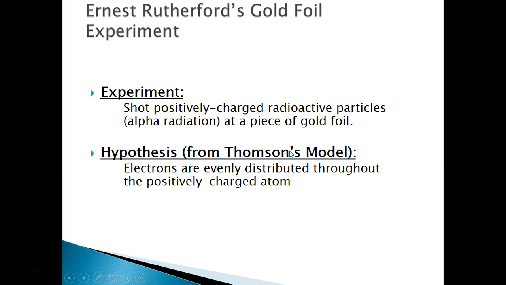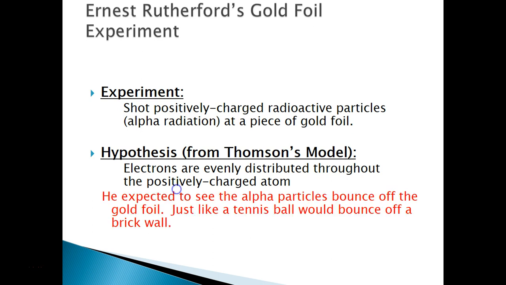All right, finally, Ernest Rutherford. Ernest Rutherford did an experiment called the gold foil experiment. Now, what he did is he shot positively charged radioactive particles called alpha radiation at a piece of gold foil. Now, gold foil is just like tin foil, except it's made out of gold. Now, his hypothesis, because everybody up to that point thought that atoms were solid spheres, neatly arranged in rows together, was that the alpha particles were going to bounce right off.